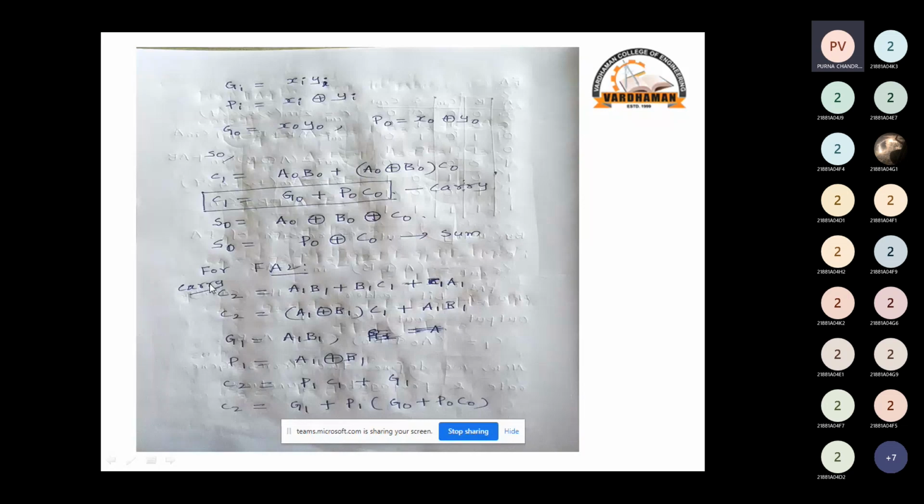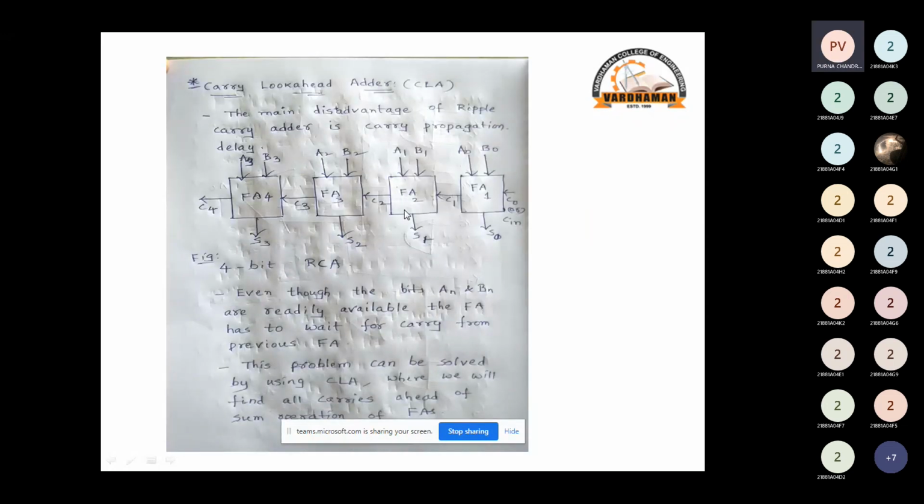Now tell me, any of you, what is the carry expression of the second full adder? Please unmute and speak. For full adder 2, the inputs are A1, B1 and C1. Tell me what the expression for C2 is. Please unmute and speak. Don't sleep, even though it is afternoon.